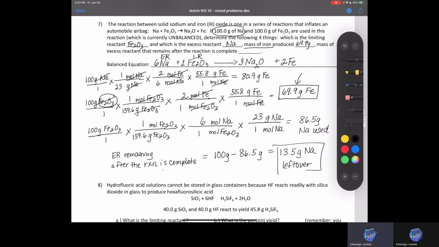So those are all of your answers that the problem is asking you for. So this is 13.5 grams. And that is it.